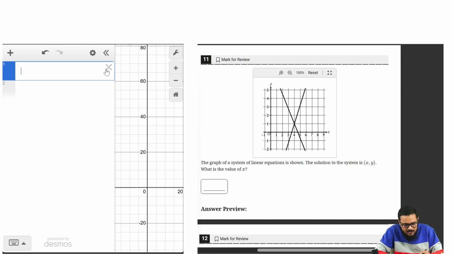What is the value of x? That's your solution. The intersection point is basically a solution. And I can see the value of x at my intersection point is basically 4. So I'm going to quote my right answer as just 4.